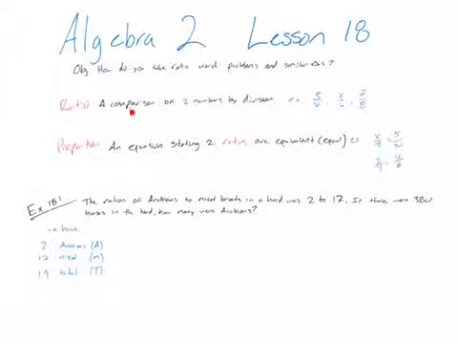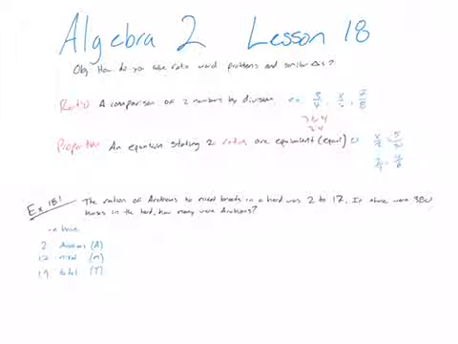A ratio is a comparison of two numbers by division. Think of 3/4 or 7/8 or x over y, comparing two numbers by division. Sometimes we also write these as 3:4. All three of these things mean the exact same thing.